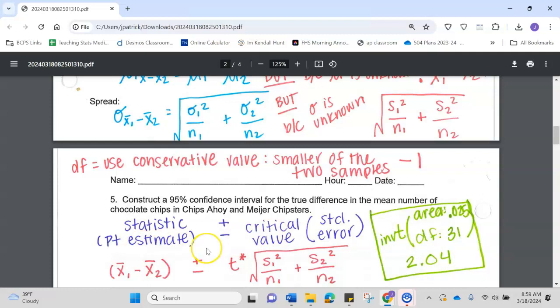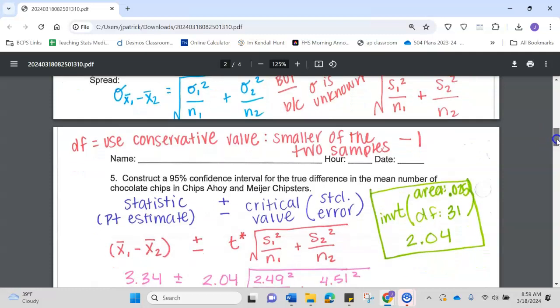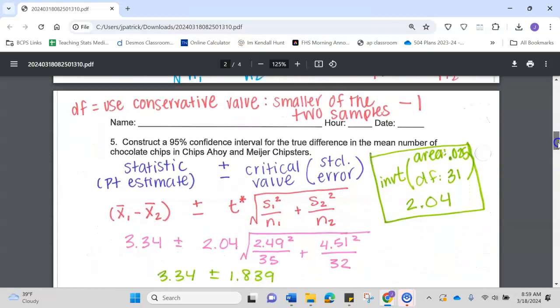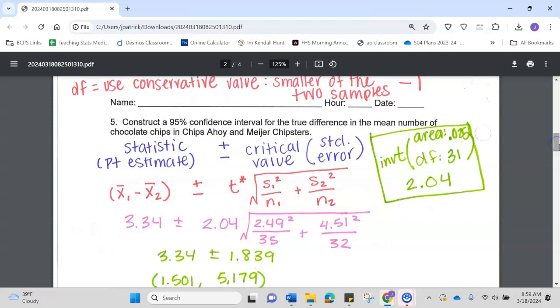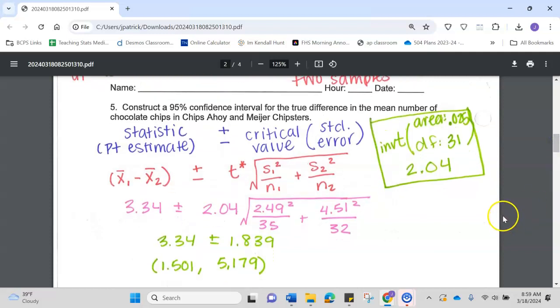So we had our point estimate. Now we have our critical value. Next, we're going to punch in all these numbers. If I were you, I'd pause the video, try it yourself, and then come back and see if your work matches mine. So here's that point estimate we talked about earlier, the critical value, and then here's how I plugged everything into the standard error formula. I got my margin of error to be about 1.839, so I added and subtracted that from our point estimate.